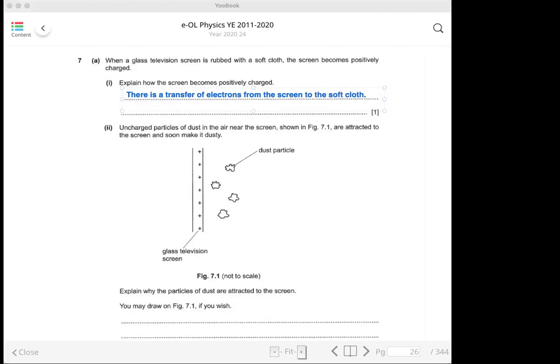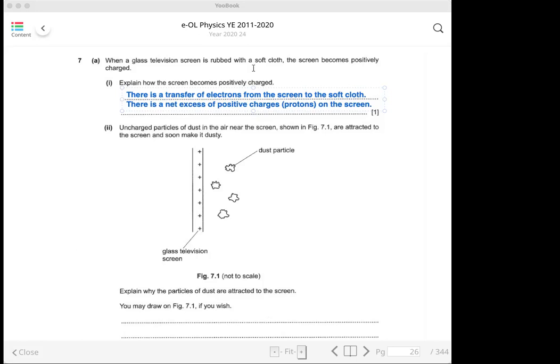So there is a net excess of positive charges, in this case protons, on the screen, and therefore the screen is positively charged. Is that clear? Okay, Xiaoxing, well done. Now do part 2.